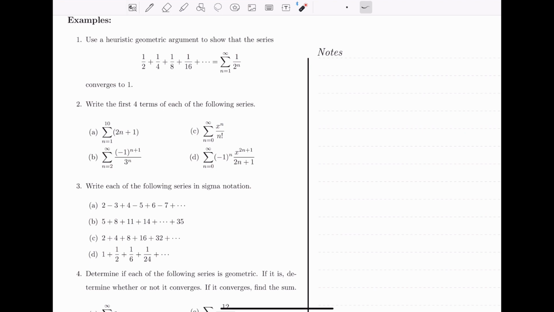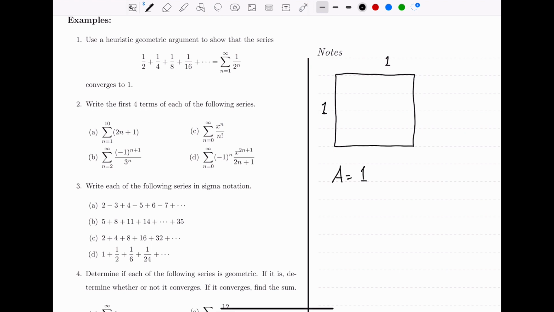And we'll see how to show in general that this sort of series converges. But for this example, I want to show you a really cool geometric proof that these numbers all add up to 1. So I'm going to draw a square. I'm going to draw a square with side lengths of 1. And I want to think about the area of this square. So it's a 1 by 1 square. If it's 1 by 1, then the area of the square must be equal to 1. So no matter what I do with this square, the area is always just 1.